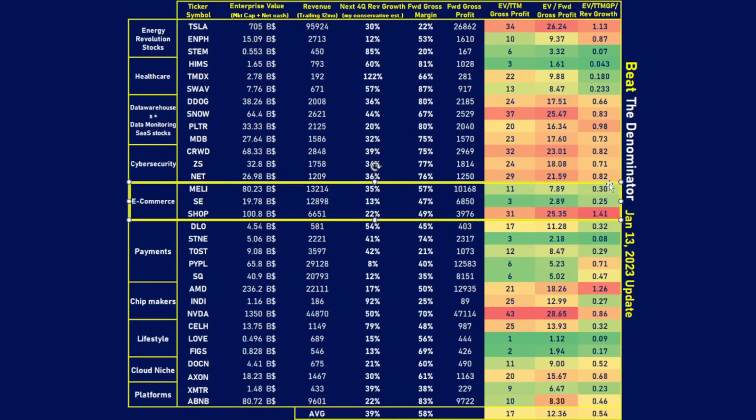So this is cheap. MercadoLibre is the leader in Brazil, but not only in Brazil. They're doing very well in Venezuela. They're doing well in Mexico. They're doing well in all of the Latin America countries that they are in. And it's an e-commerce platform that's far ahead of Amazon in these regions.